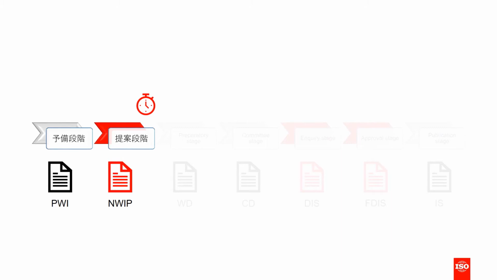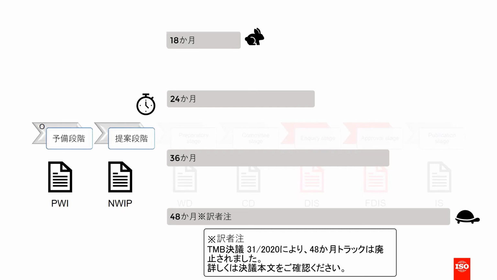It is allowed to stay at this stage for up to 3 years, after which time it will be automatically cancelled if nothing is done with it. If the committee does proceed with the project, and it is approved at the new project ballot, this is when the development track of 18, 24, 36 or 48 months is set, and the clock starts counting down to that eventual publication date.